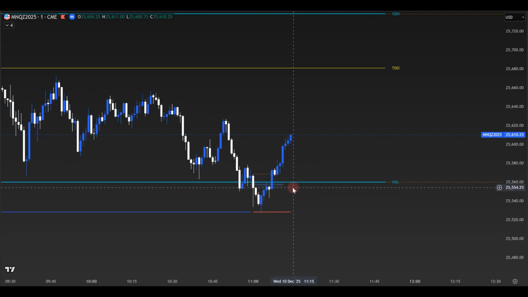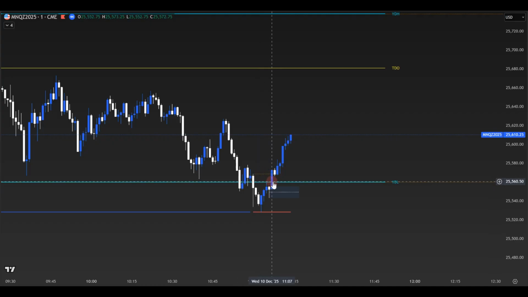And when we have the change of character and the inversion, then you can start to look for the entry. Now, the entry can be when price retraces back into the change of character. That's going to be the first point where you could look for an entry. The second point would be after it retraces back into the imbalance or the inversion. Or the last one would be to trade back into the order block, in this case, this down close candle right here.